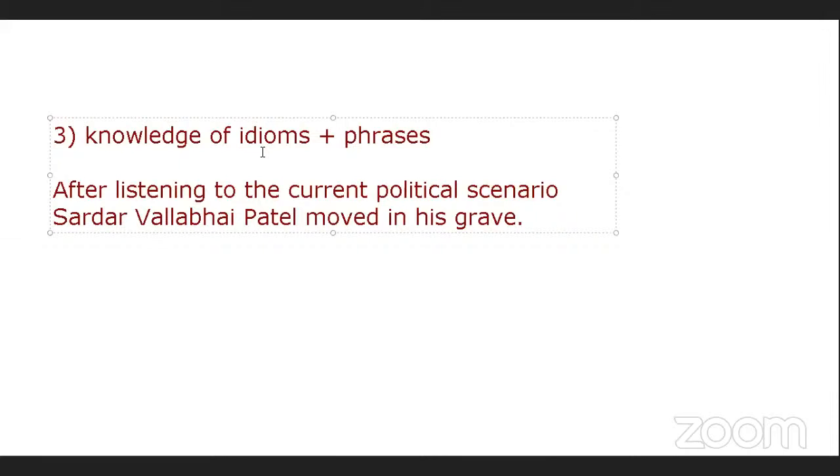Yes, you're right. There is an idiom related to that. It's an incorrect usage of idiom. Very good. Ananya has given the right answer. That's right. Turned in his grave. Not moved in his grave. To turn in the grave means to be disturbed.